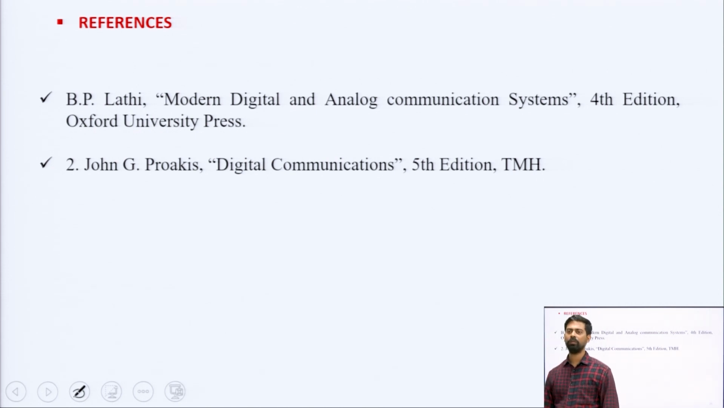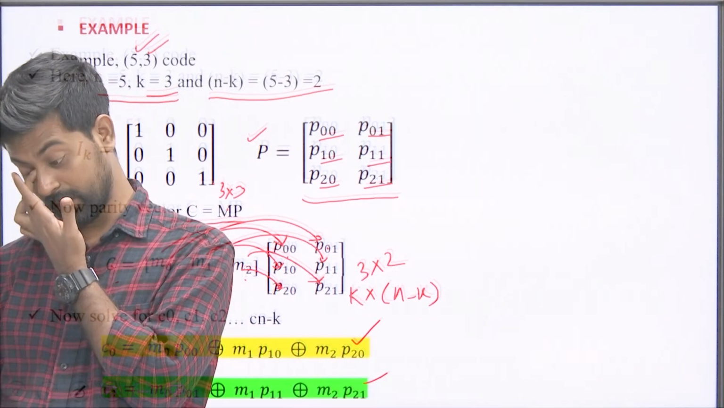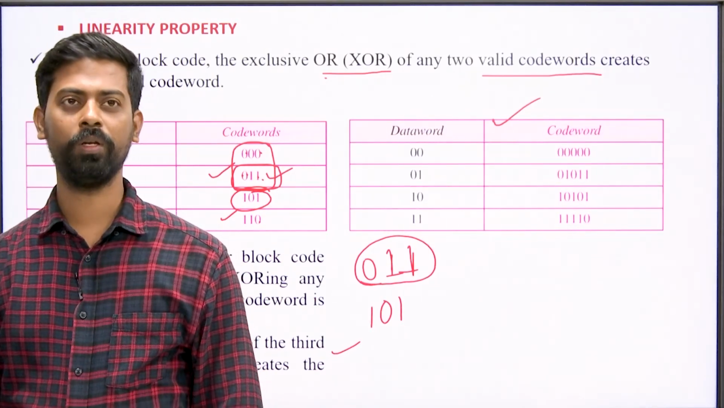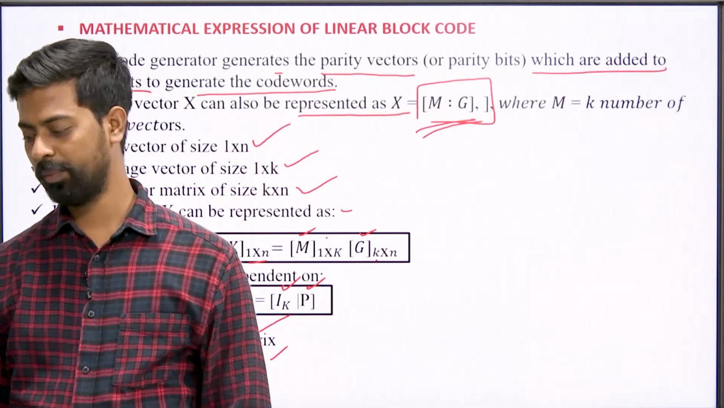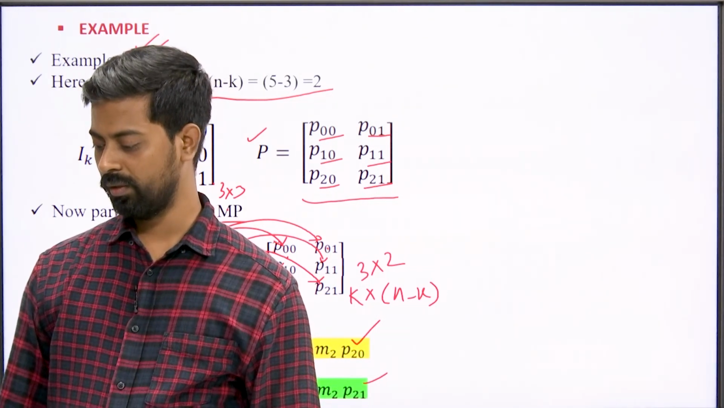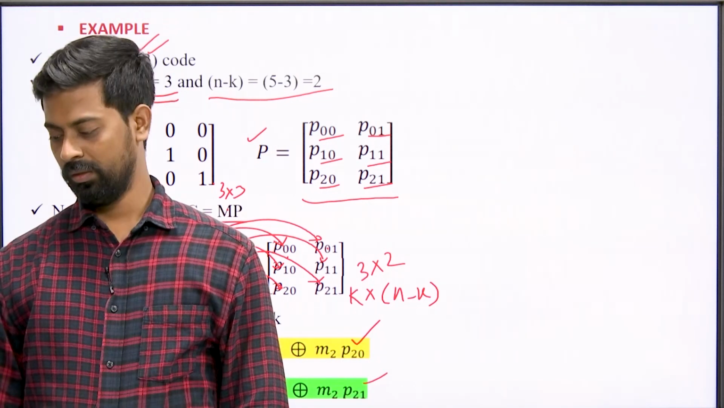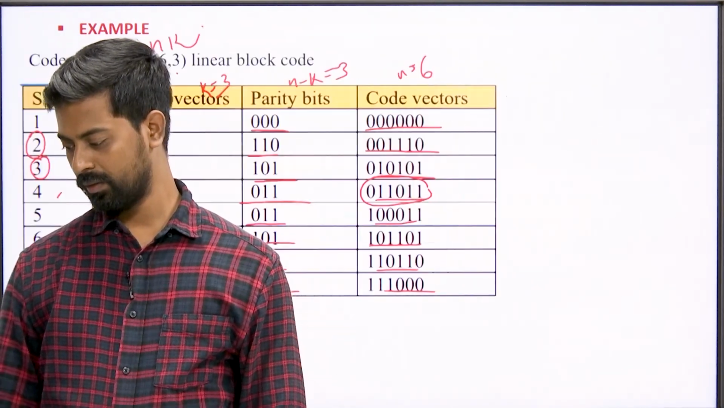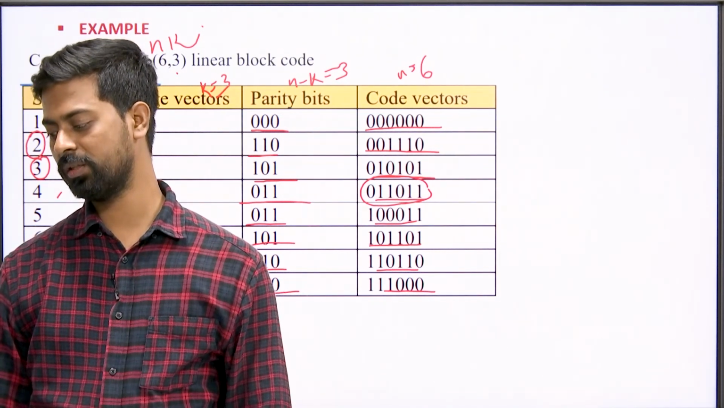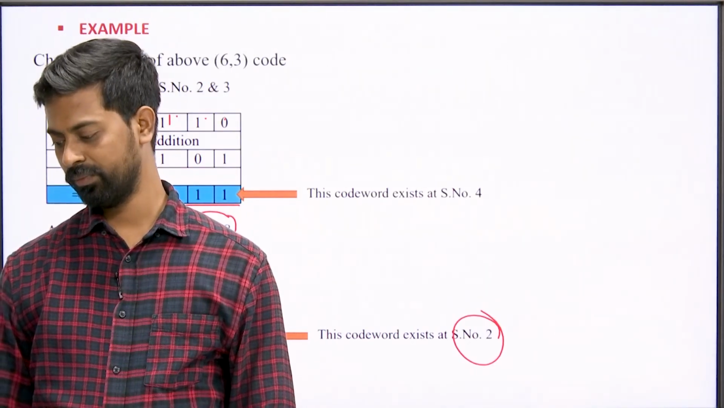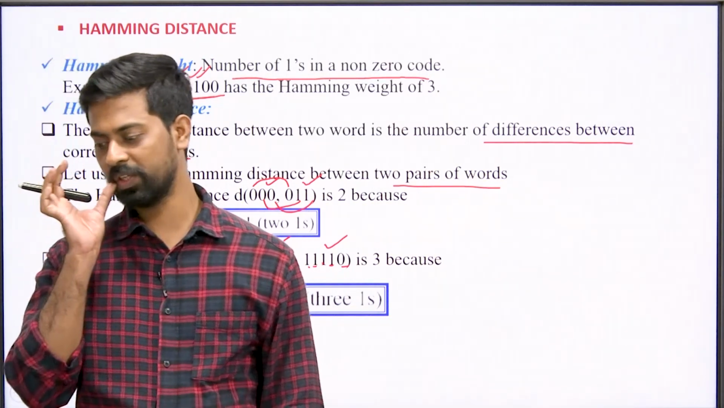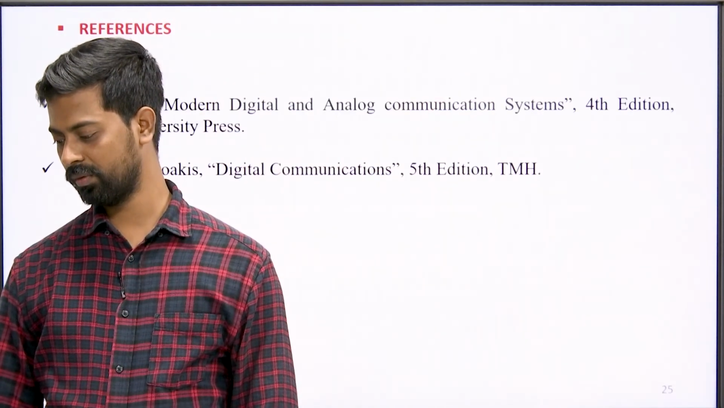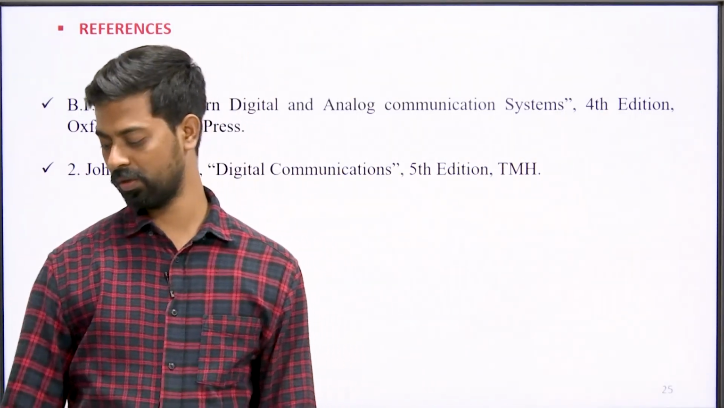So these are some glimpses about linear block codes. We saw how to represent this in matrix form, then the linearity property of linear block codes, then how to represent this mathematically. We have seen examples to generate the code words, and we have also checked whether these generated codes are linear or not. Lastly, we have also seen the Hamming distance and Hamming weight of any code word. You can follow these two books for these topics. So thank you very much.